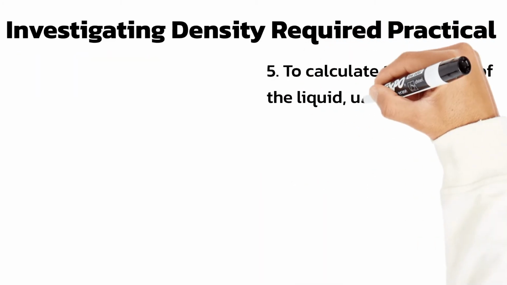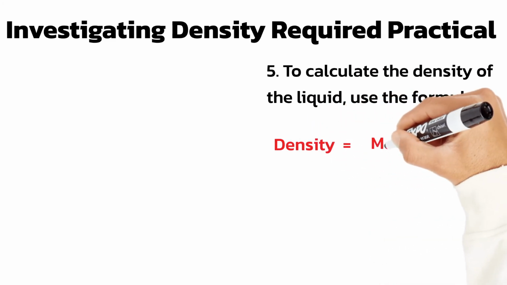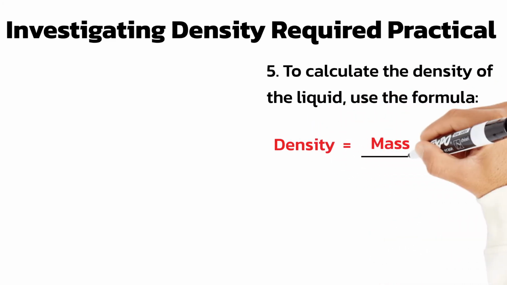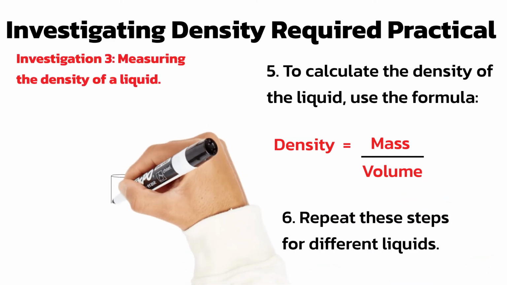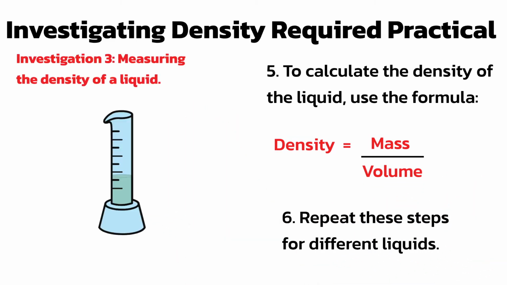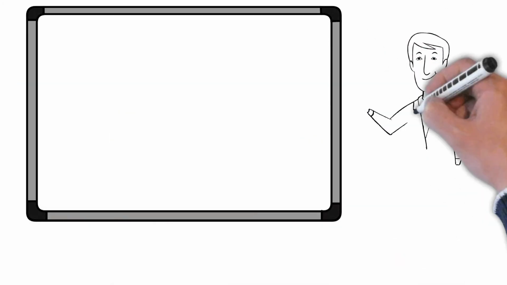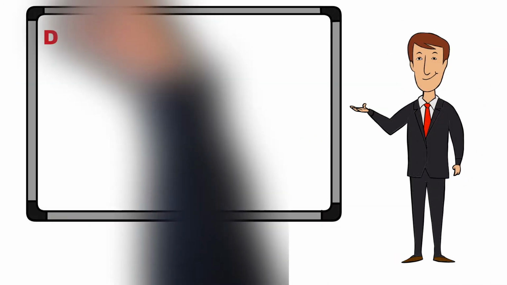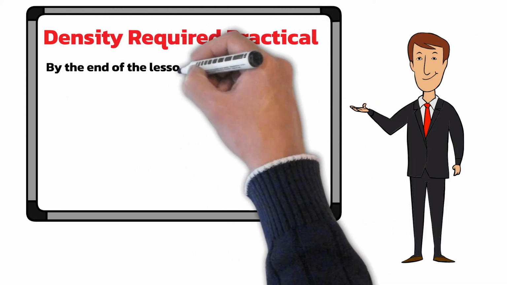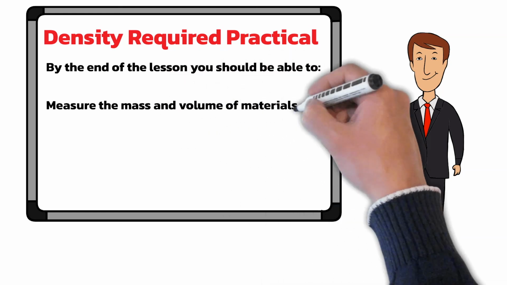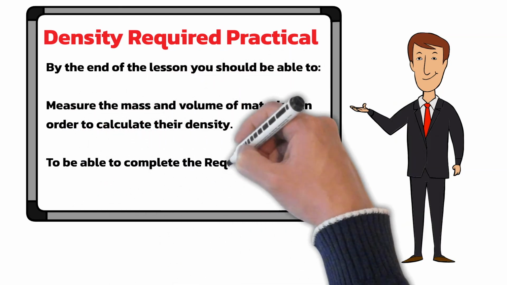To calculate the density of the liquid, put your values for mass and volume into the formula, density equals mass divided by volume. Finally, repeat these steps for different liquids. You should now know how to measure the mass and volume of materials in order to calculate their density and complete the required practical investigating density of regular and irregular shaped objects.